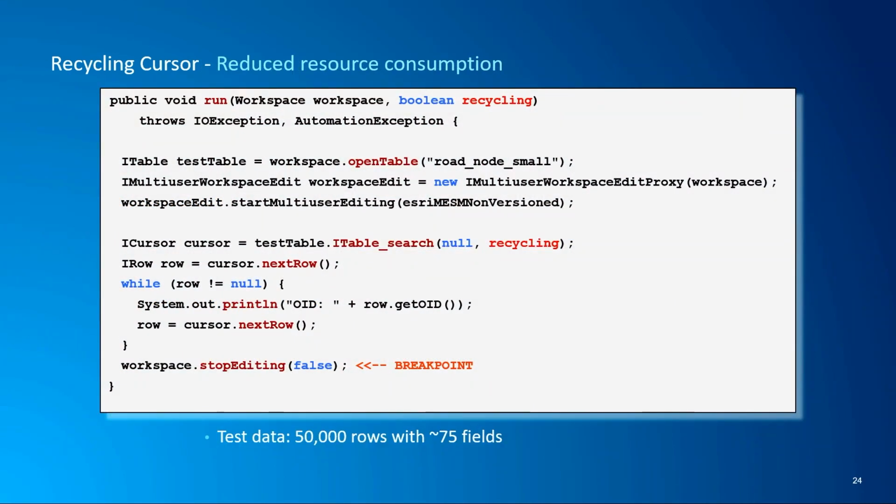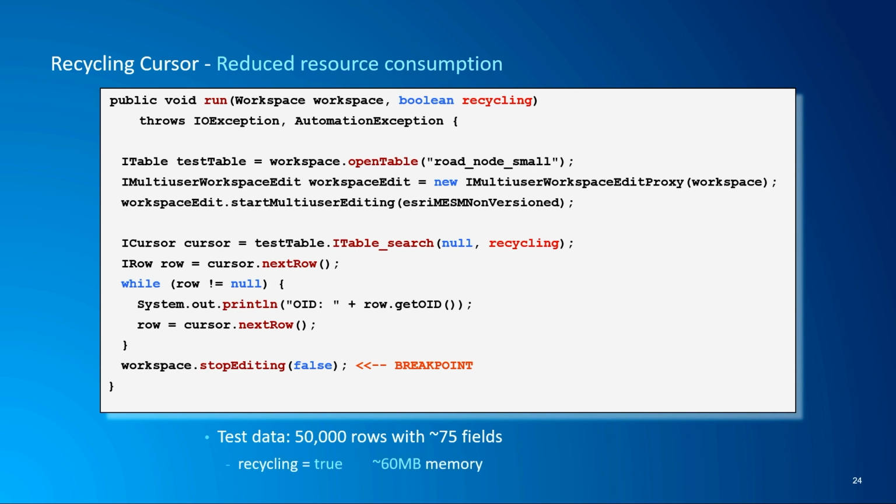Here's a little toy example. Here we're showing a recycling cursor, a search cursor, and we're just reading all the row objects. We have recycling as an argument to it. Our test data set, let's say it has 50,000 rows with maybe 75 fields. And then we have a breakpoint there. And let's see what the memory consumption is.